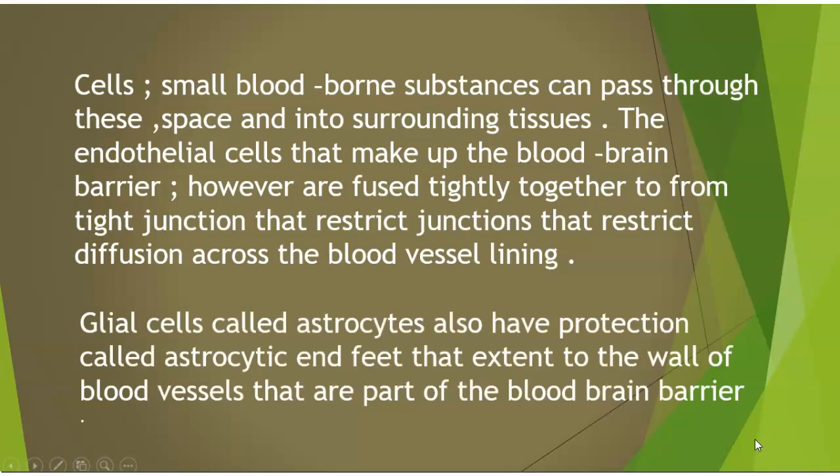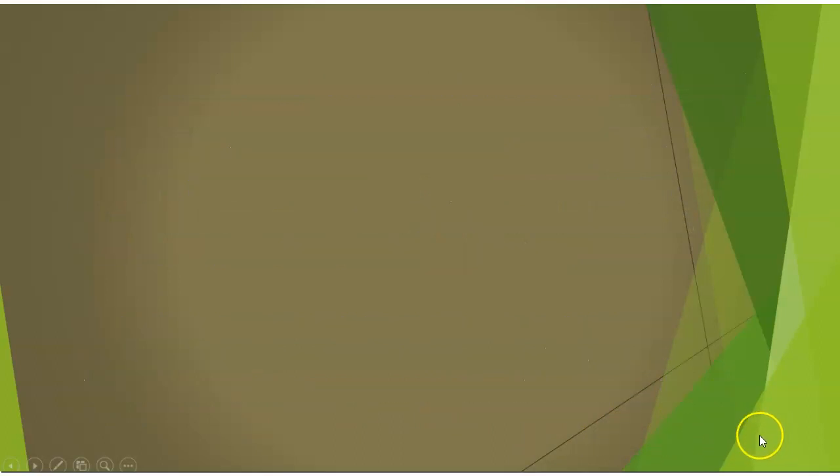Glial cells called astrocytes also have projections called astrocytic end feet. Friends, I have already shown the diagram. You will see astrocytic end feet that extend to the wall of blood vessels that are part of the blood-brain barrier.